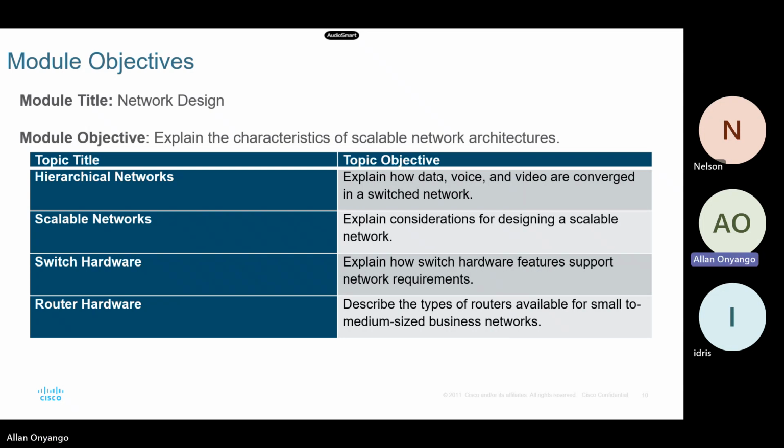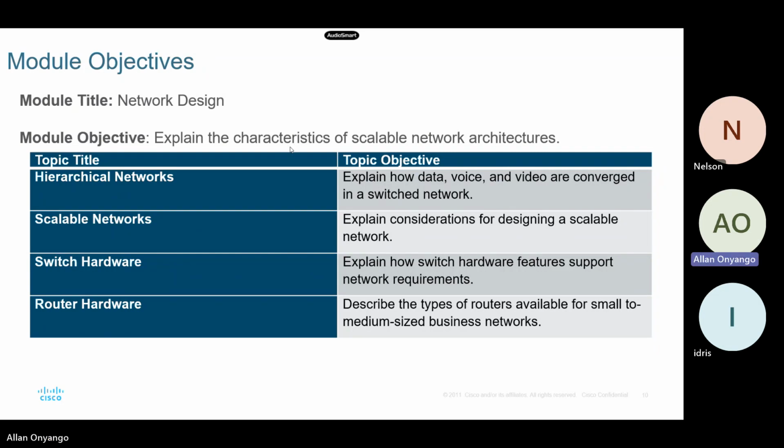Okay, and so we'll talk about a bit of convergence of voice, video, and data traffic. We'll explain the considerations for designing a scalable network, and then we'll look at the switch hardware requirements and router hardware requirements for small to medium sized business networks. And so let's get done here.